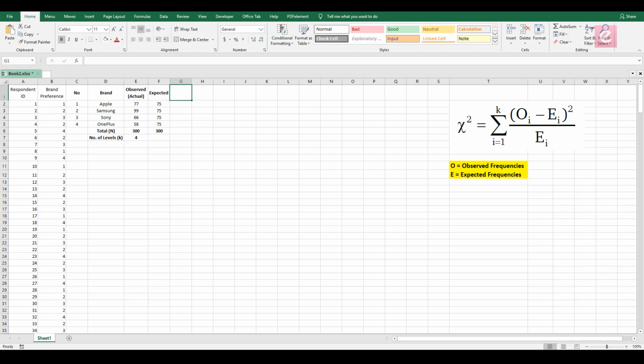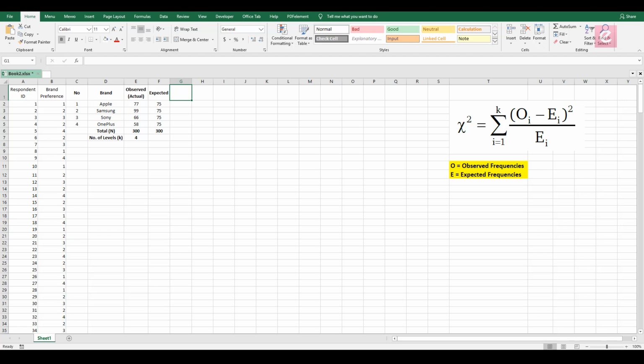Here in this table, the observed is different from expected. We are going to test whether this difference is significant or not. That's the purpose of the chi-square test. Definitely here we can see a difference in this table, but we are going to test whether this difference is statistically significant or not. That's the purpose of testing the hypothesis using the chi-square equation.